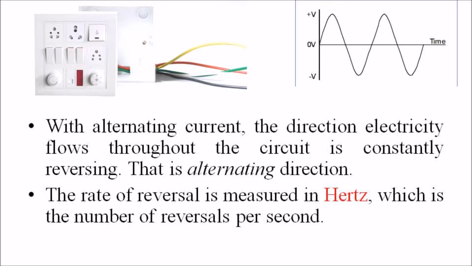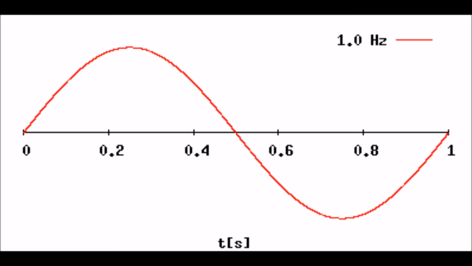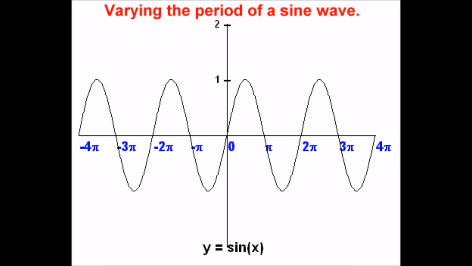The rate of reversal of this electric signal is measured by the term known as Hertz, which is the number of reversals per second. That is, if we are dealing with an alternating current with 50 Hertz, that means that AC is changing its direction 50 times in a second. If we are dealing with a current with 25 Hertz, it means that the AC signal is reversing its direction 25 times in a second.